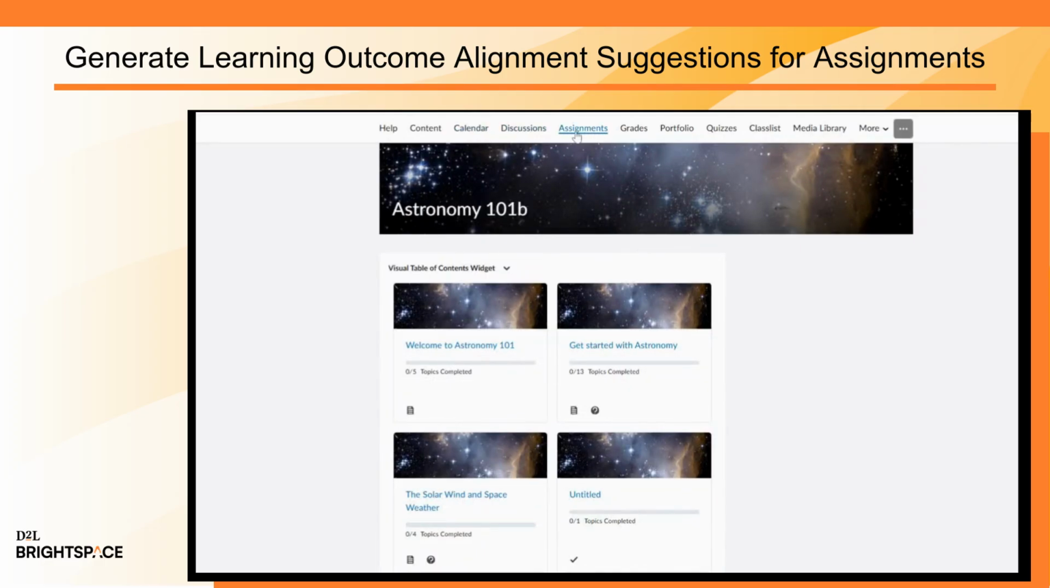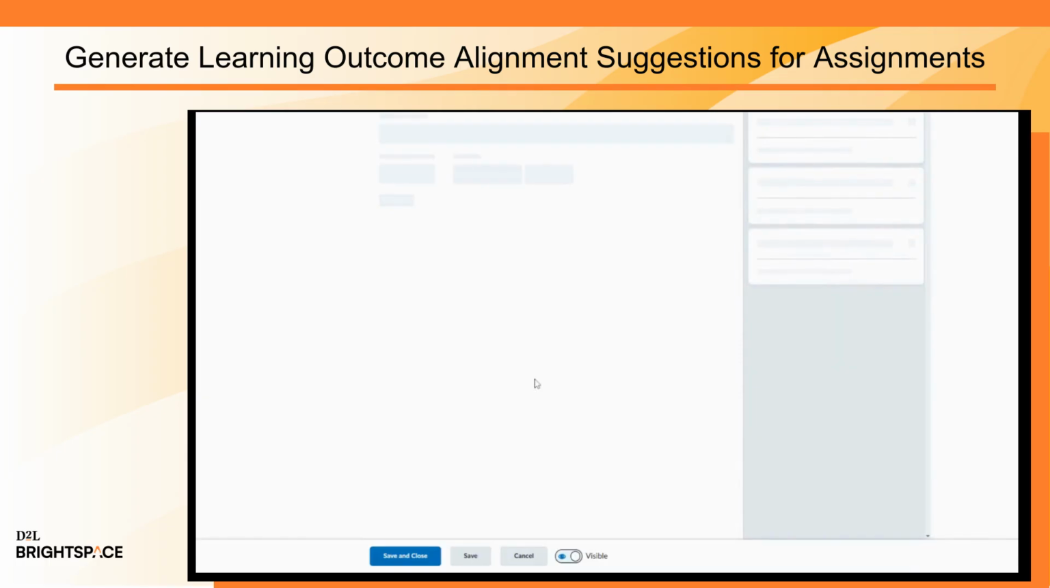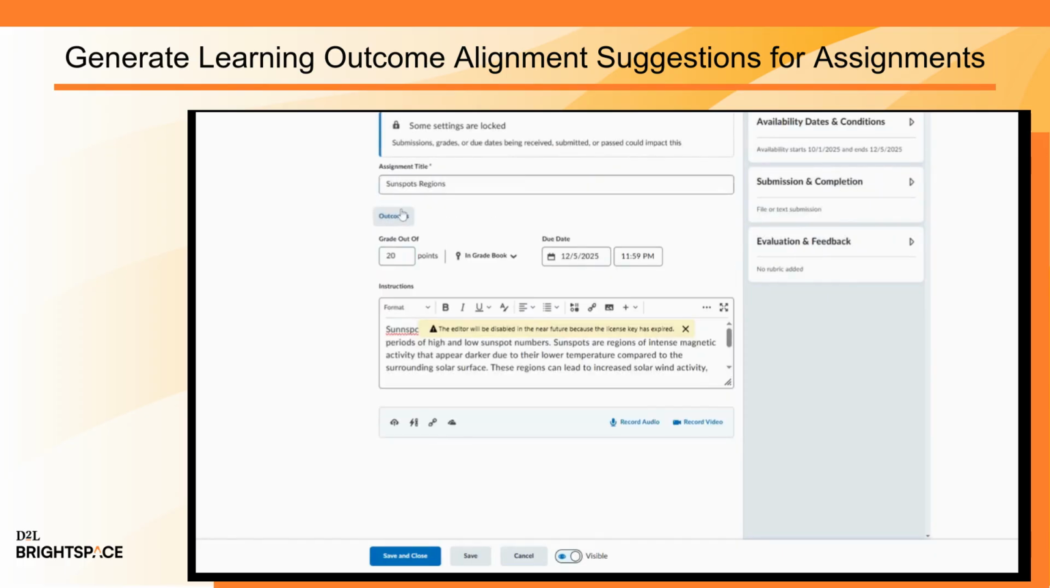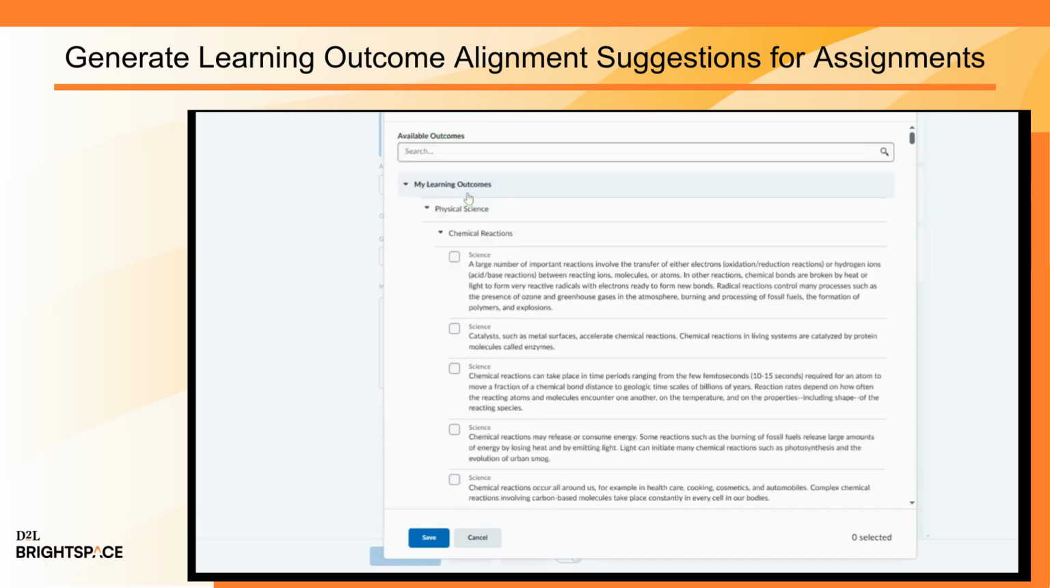To generate learning outcome alignment suggestions for assignments, from the nav bar, click Assignments and do one of the following. Click New Assignment or click the down arrow beside an existing assignment and select Edit Assignment from the Actions menu. Then, click Outcomes. In the Browse Learning Outcomes dialog, click Suggest Outcome Alignments.